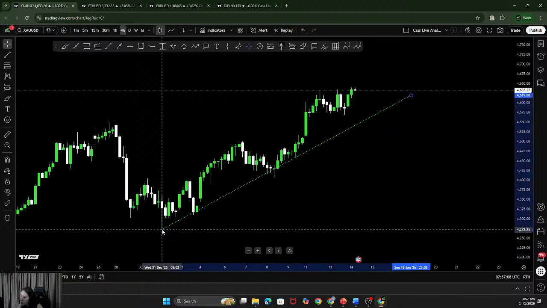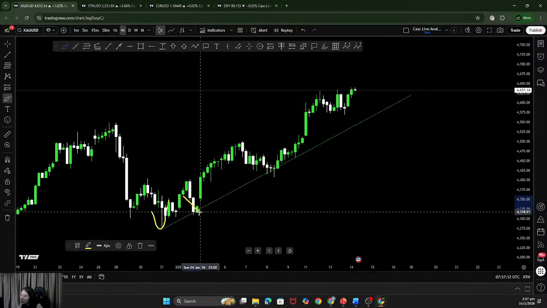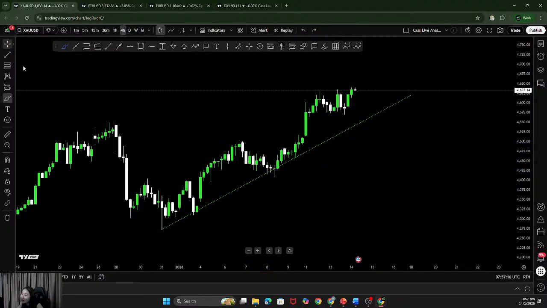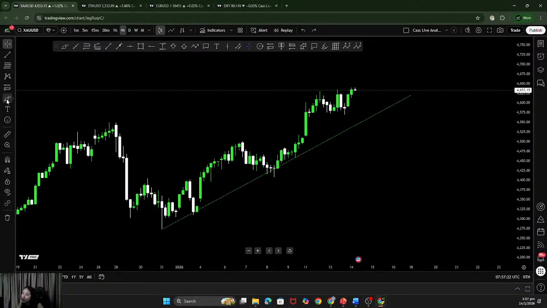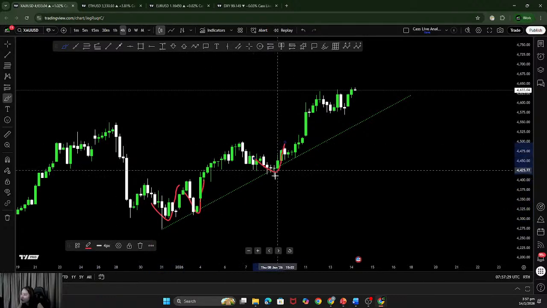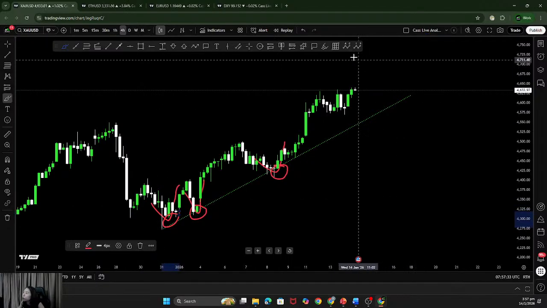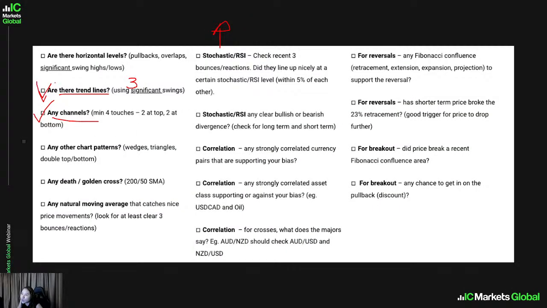Okay, so I'm trying my best to connect all the dots together. I'm trying to connect this part and this part together, and I think this is the best that I could get. So remember, I did say you need 3 significant touches. I would consider these significant touches: 1, 2, and 3. Okay, so 1, 2, and 3 significant touches. I would say this is a valid trend line. So we're done with the trend line.